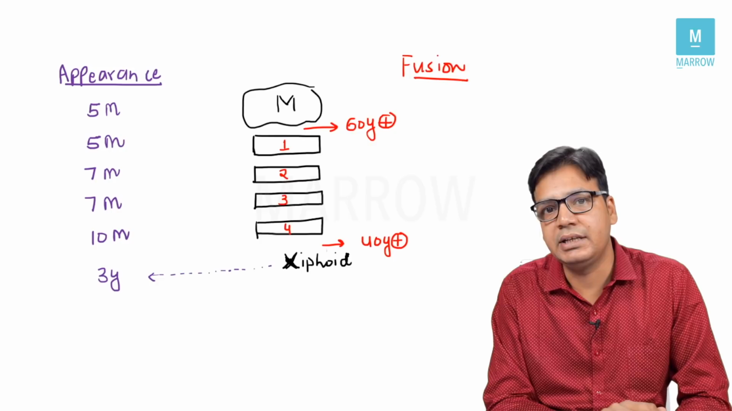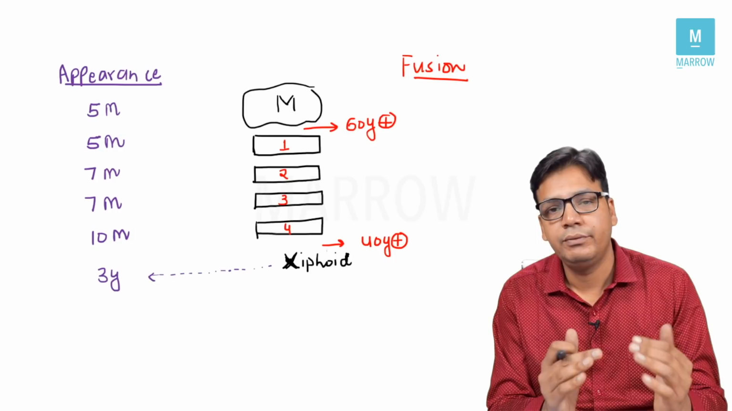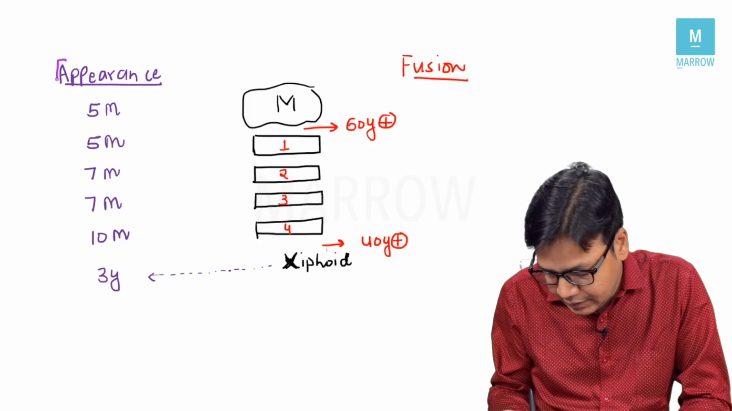If you look carefully, the sternum's appearance is different, and fusion is different. And what do we have? Manubrium, first piece, second piece, third piece, fourth piece. And after that, we have the xiphoid process. Now, first we'll see the appearance. The appearance is in intrauterine life, in fetal age.